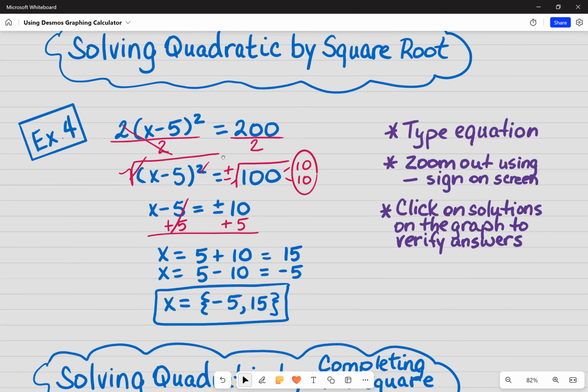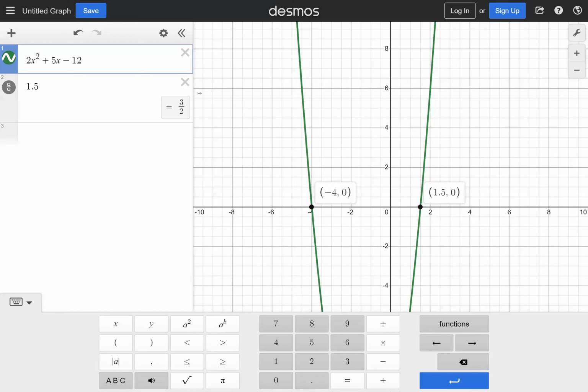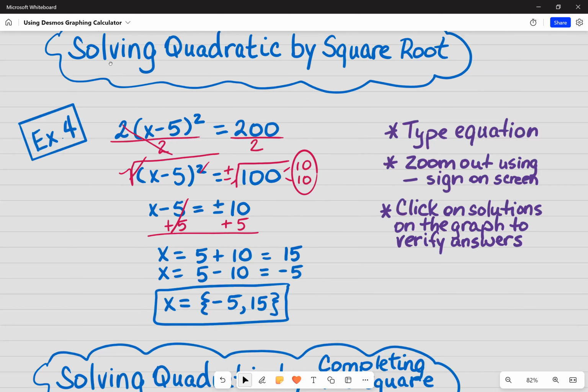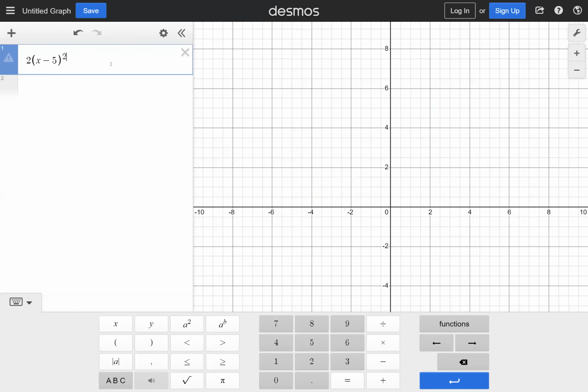All right, so now if I'm solving the quadratic by square root, I'm doing the exact same thing. I'm just constantly typing in. I'm going to type in the blue portion. The rest is just me showing you my work. So I'm going to get out of here, type in 2 parentheses, the quantity of x minus 5 parentheses squared. I think it was -5. Let me make sure. Okay. Raised to the second power, all set equal to 200.